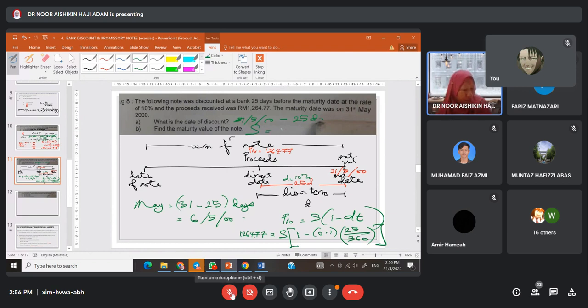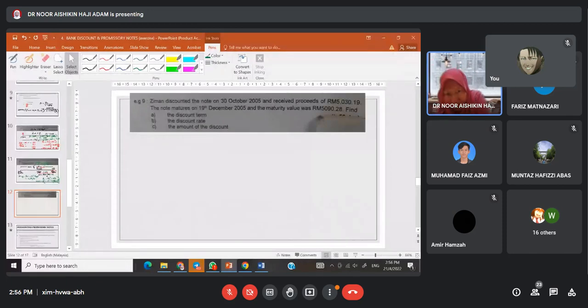Jawapan you betul. Ada tak orang yang dapat jawapan macam Mumtaz? 1273.61. Sama 1273.61. What about this one? Ziman. Cuba buat ni. Saya rasa ada orang tak boleh buat macam Faris tadi. Tak boleh buat kan Faris? Now cuba. Based on apa yang saya dah ajar tadi, timeline tu, you masukkan.